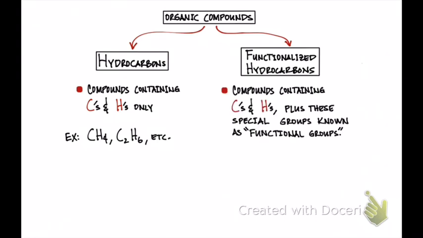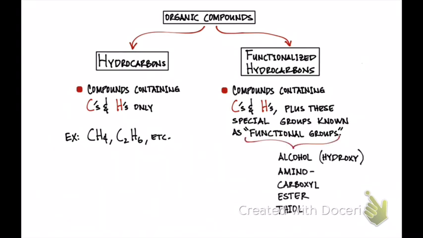Functionalized hydrocarbons, on the other hand, are compounds containing carbons and hydrogens as well as other elements in the periodic table, and they contain special groups known as functional groups. And they have specific names. For example, you can have an alcohol group, which is known as a hydroxy group. You can have an amino group, carboxyl, ester, thiol, and so on and so forth. So alcohols are examples of organic compounds. Ethanol is an example, methanol, propanol, and so on.